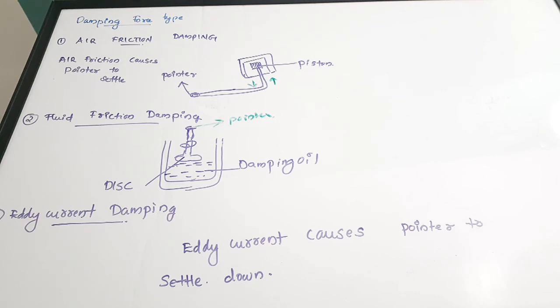So these are the three categories of indicating instruments: the deflecting force type, controlling force type, and damping type. So these various forces, that is the deflecting forces, the controlling forces and the damping forces, will cause the pointer in the indicating type of instrument to move and also to settle down. Okay, so we have discussed various cases. Some of them are causing the deflection, some of them help the pointer to settle down. Okay, so these are the various types of forces or the working principles of indicating instruments.